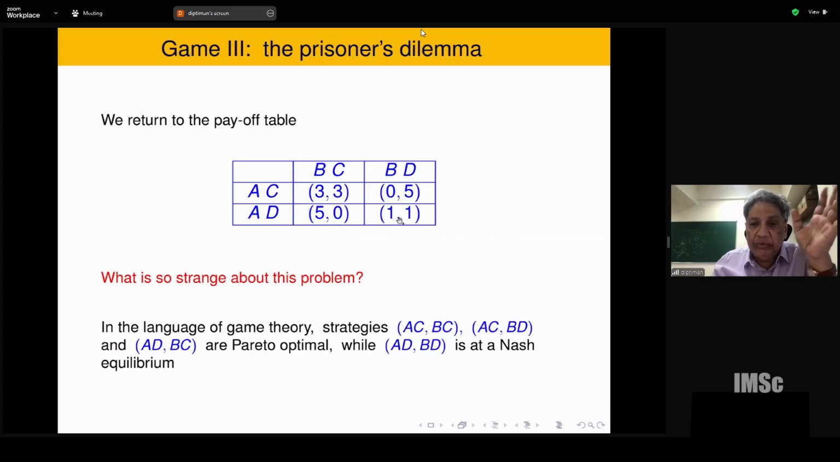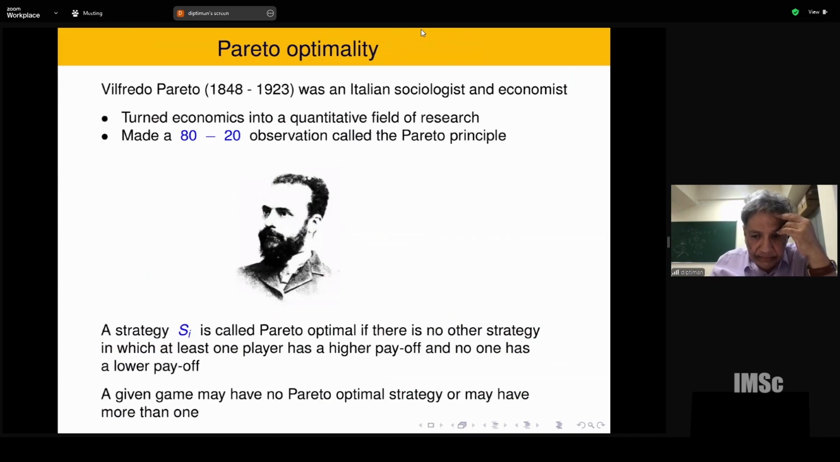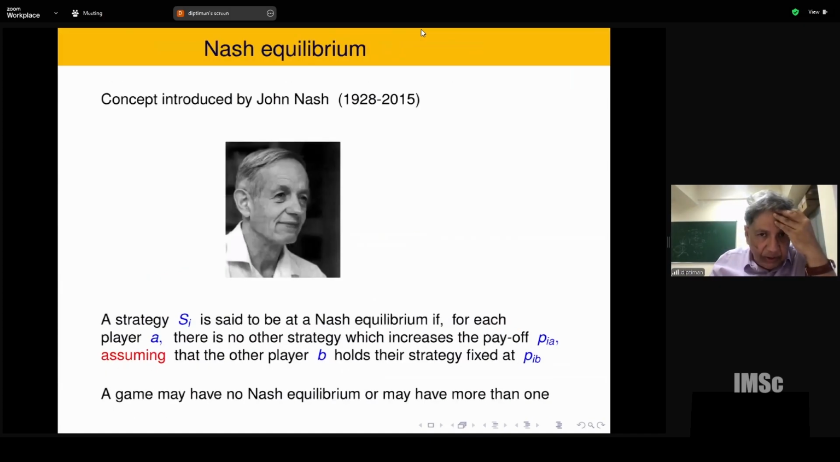1, 1 is not Pareto optimal because you can move from that to any of the other three. You can move from 1, 1 to 3, 3, and both players will be better off. So 1, 1 is clearly not Pareto optimal. Okay, so that's Pareto optimality.